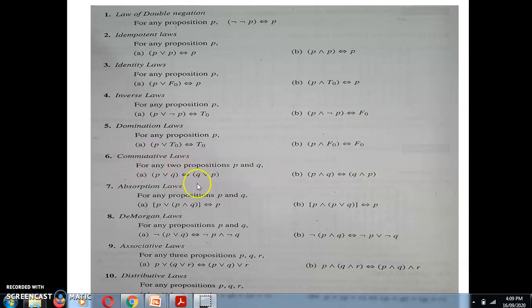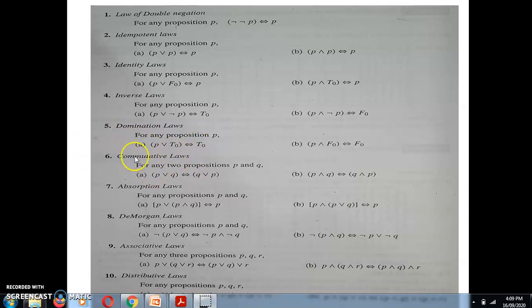Domination law: p or T naught. If you perform an OR operation with a tautology, then it will be a tautology itself. And if you perform an AND operation with a contradiction, it will be a contradiction itself. So that is the conclusion we derive from the domination laws for any proposition p.